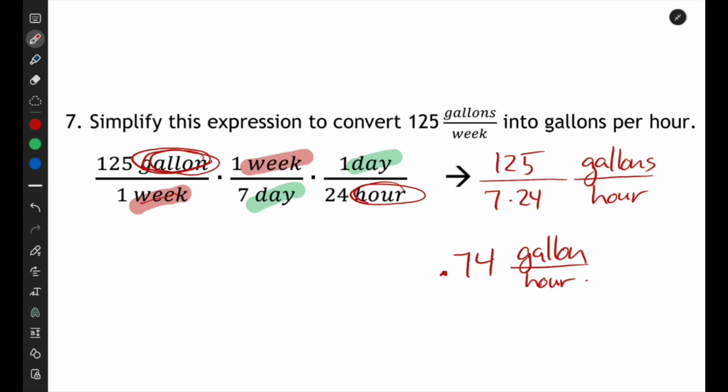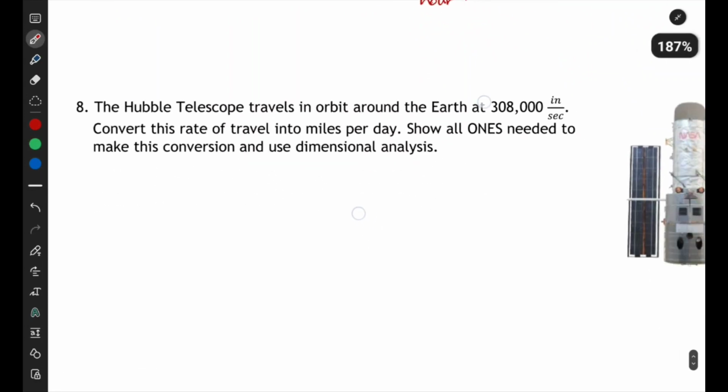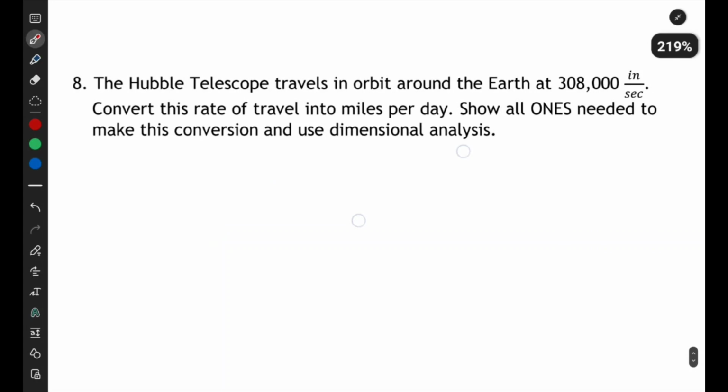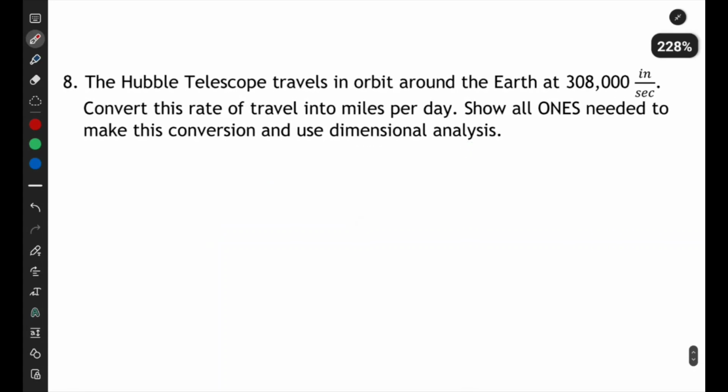All right, our last problem involves dimensional analysis also, and it revolves around the Hubble Space Telescope, which is quite dated now, right? There's cooler cats on the block, although they're still doing some science with Hubble. But the Hubble Space Telescope travels around the Earth at a speed of 308,000 inches per second. And we're asked to convert this rate into miles per day.